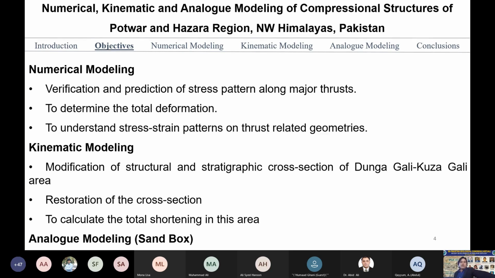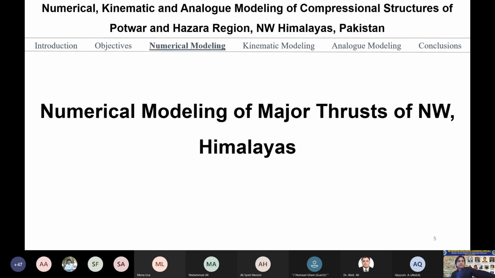In kinematic modeling, the main objective is the modification of the structural and stratigraphic cross section of the Dunga Gali, Kuza Gali area. This cross section has been restored by using different modeling techniques, and the main objective is to calculate the total shortening in that particular area. The same cross section has been used for analog modeling. In analog modeling, the main objective is to see how these thrusts formed in an analog framework. For that, we made a sandbox model, and I will show you in my phase 4 talk.